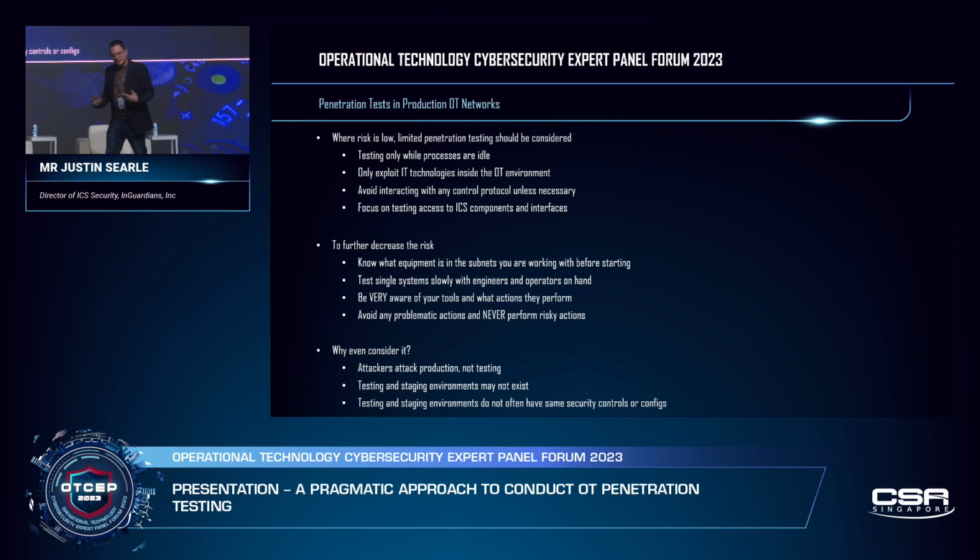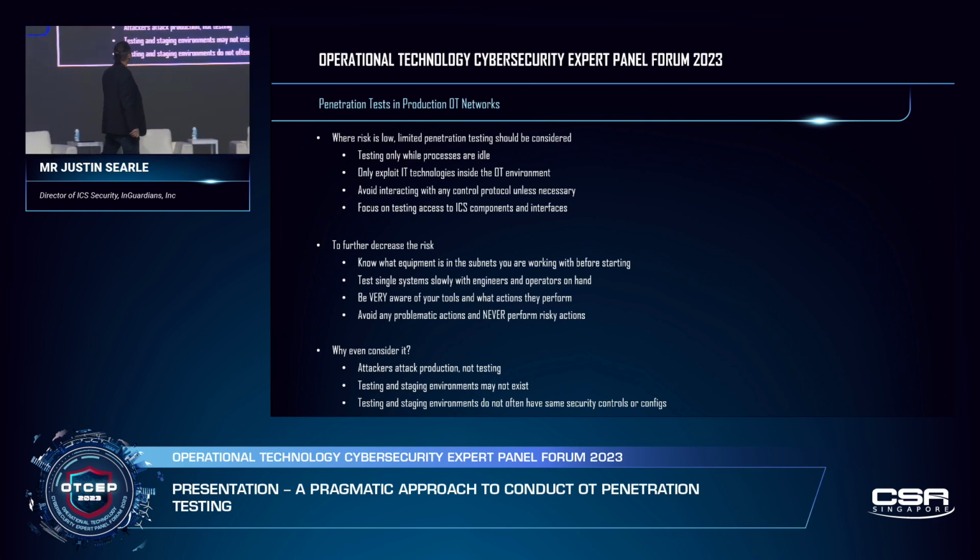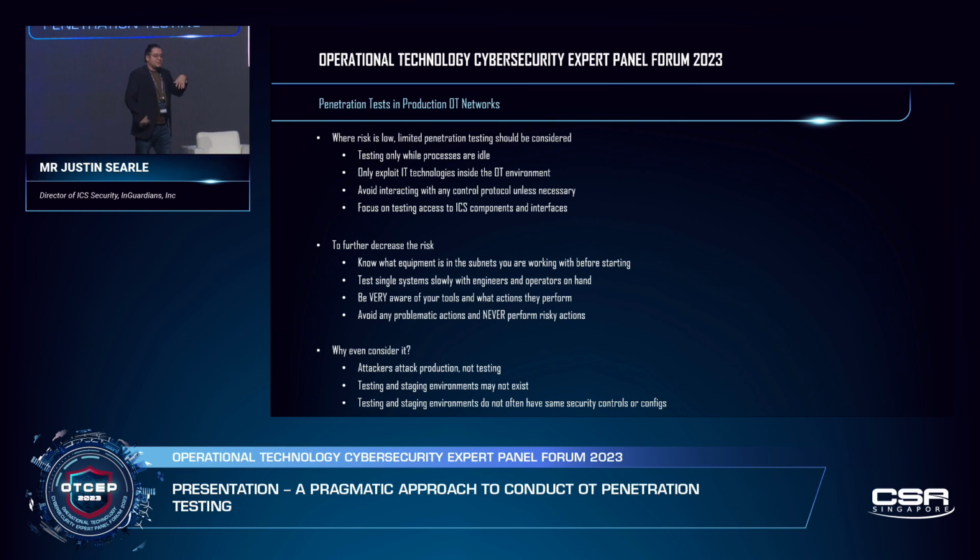Once again, try to alleviate and mitigate whatever risks you can before you get into any of these systems. Test systems slowly. If this is a production environment, make sure engineers and operators are on hand. Make sure they're watching the systems. Do one at a time, going very, very slowly across that environment, especially the first time you do this.